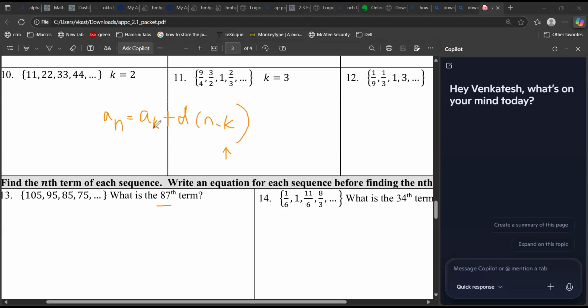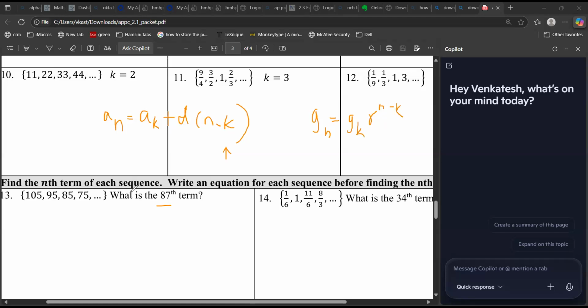Parvini, see here. An is equal to ak plus d times n minus k. Do you understand that? Gn will be equal to gk. If you start from the kth term, you will always multiply n minus k. Meaning gn will be equal to gk times r to the power of n minus k. Does it make sense? This is the formula you'll use given the kth term.